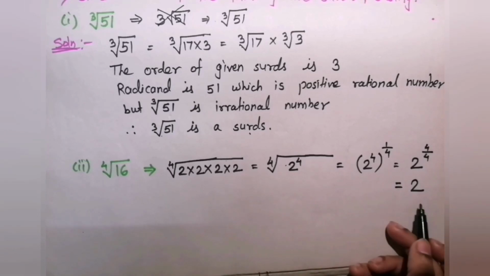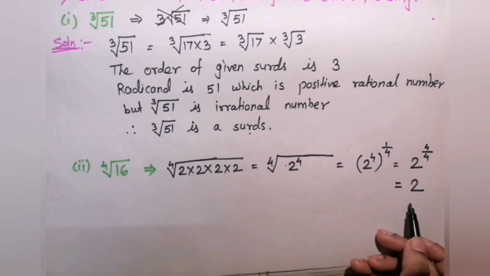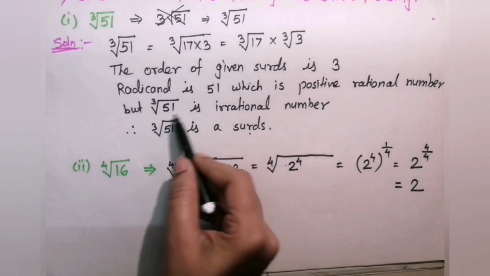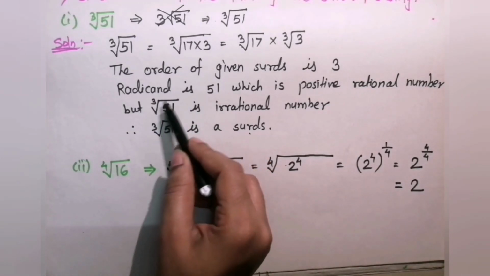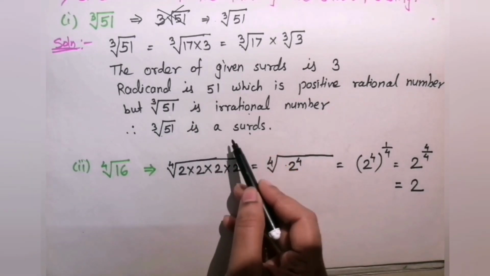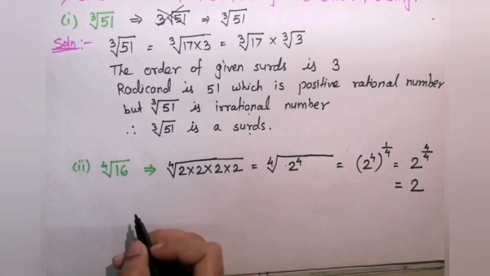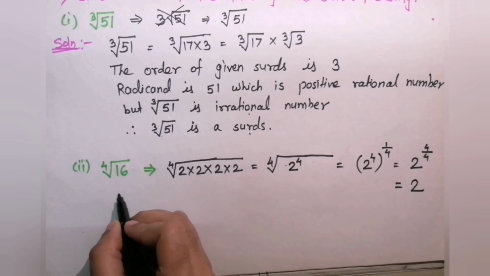Now students, start writing the order and radicand. And is it irrational or not? Is 2 irrational? No, not possible. 2 is not an irrational number. Yes, so it is not an irrational number, which means what? It is not a surd. Clear, students? Look at this. If the cube root of 51 is irrational, therefore it is a surd. It is not irrational, therefore it is not a surd. So simple.